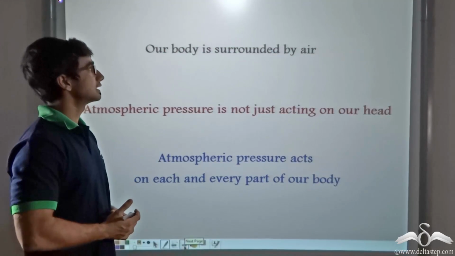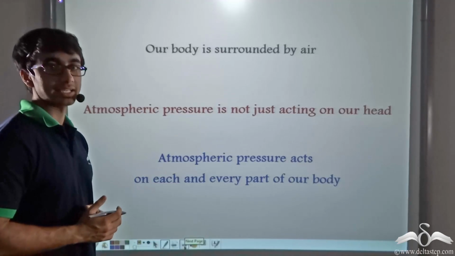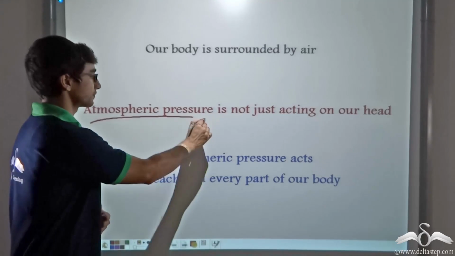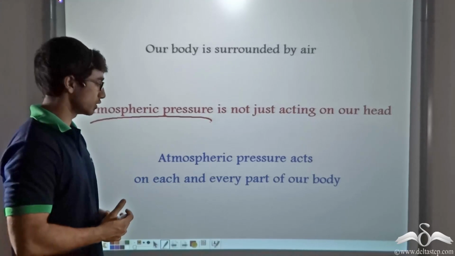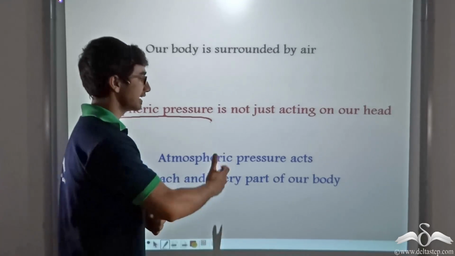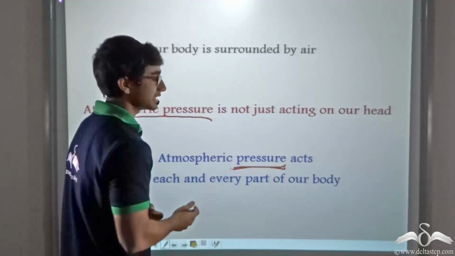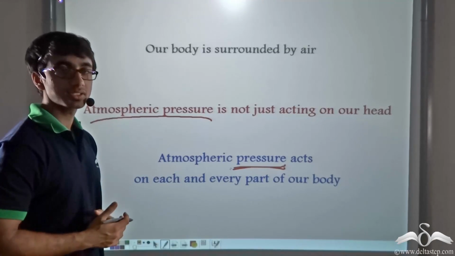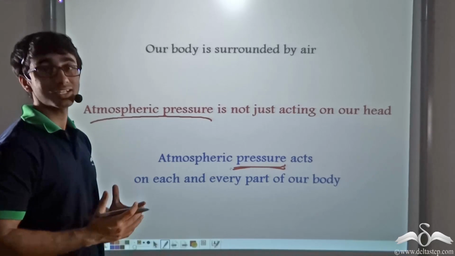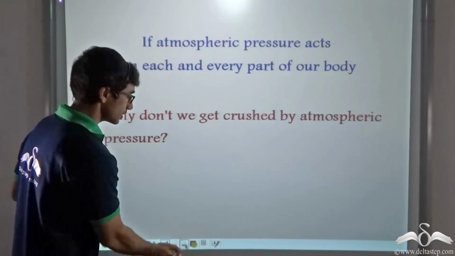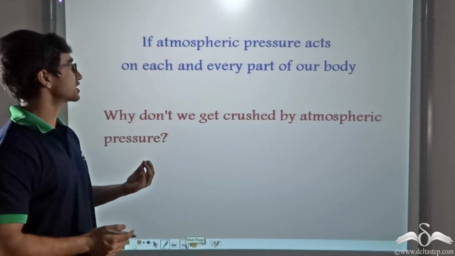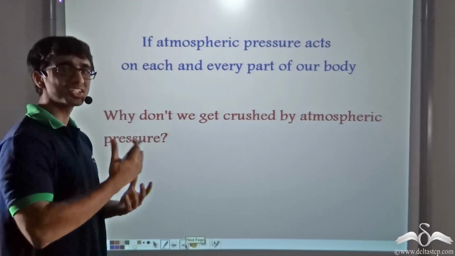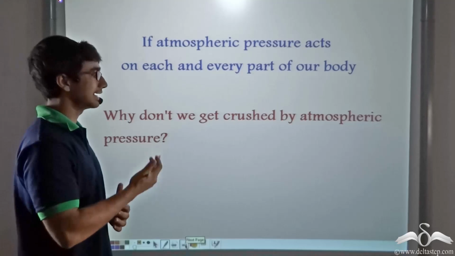As a matter of fact, our entire body is surrounded by air, and it is not just our head, but atmospheric pressure is acting on every part of our body. So if such a heavy pressure that is equivalent to 100 kg mass is acting on us at all times, how come it is not affecting us in any way at all? If atmospheric pressure acts on each and every part of our body, why are we human beings, or any other living being for that matter, not getting crushed?